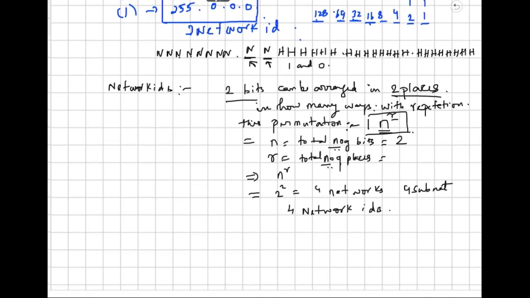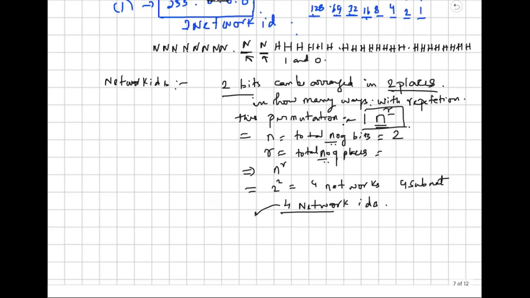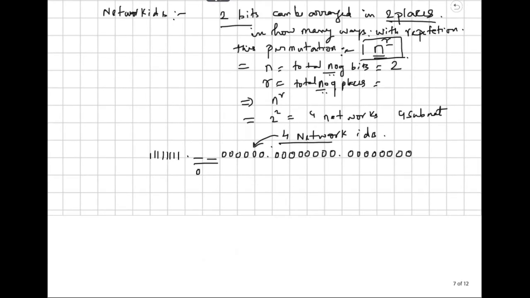So what are the possible network IDs here? Let us see. The first part is the same. Two places are there here, and the remaining are zeros. In these 2 places, what are the possible combinations? One combination is 0 0, another is 1 0, another is 0 1, another is 1 1. So 0 and 0 we can write as 255.0.0.0.